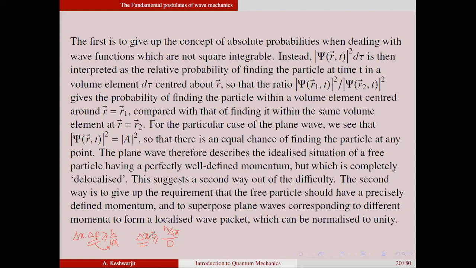The uncertainty in the position measurement of the particle is infinity. And what does it mean? It simply means that the particle is completely delocalized. There is an equal probability of finding the particle at any point in space. Anywhere in space, to take a point, the probability of finding the particle is the same as the probability at another point. So the wave function representing a free particle is completely delocalized.